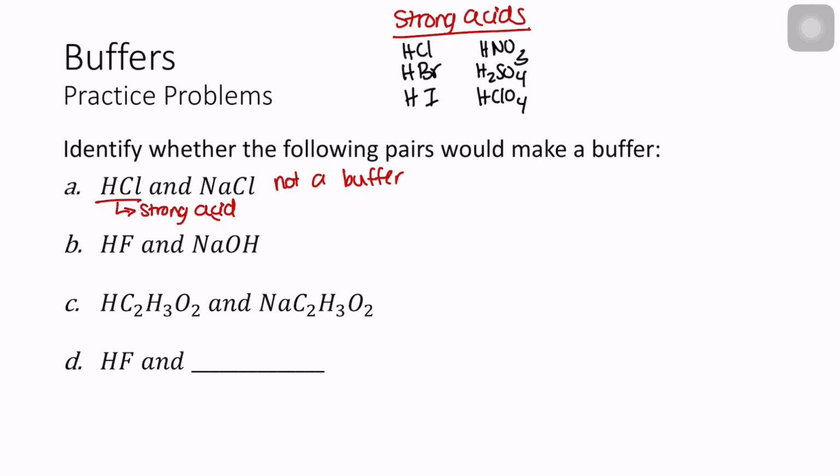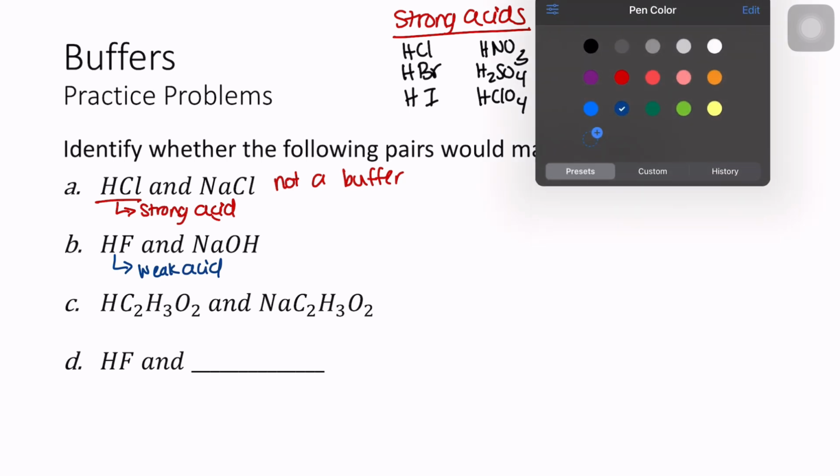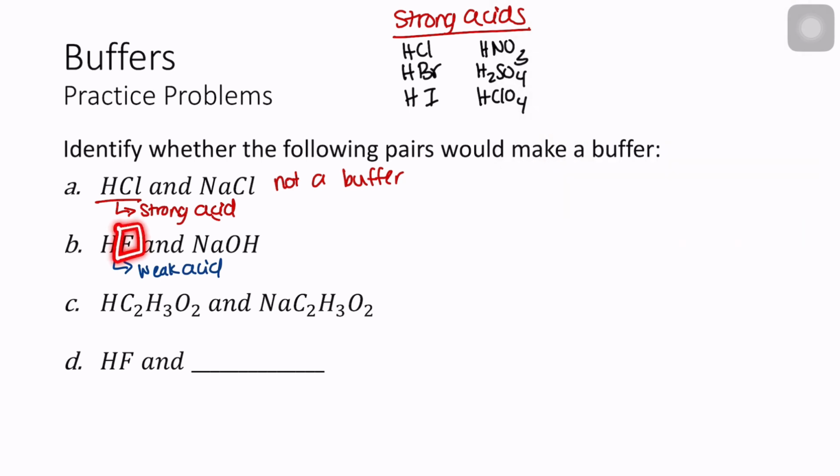Let's look at my next example, HF. Is it on my list? Nope, it is a weak acid. So now I need to see if the salt is from HF. Notice how in HF I have fluorine. If I take away the hydrogen, that would mean I'm left with fluoride. So I would need a salt that contains fluoride. This is not a salt because it is a base and it does not contain fluoride. So the B is also not a buffer.